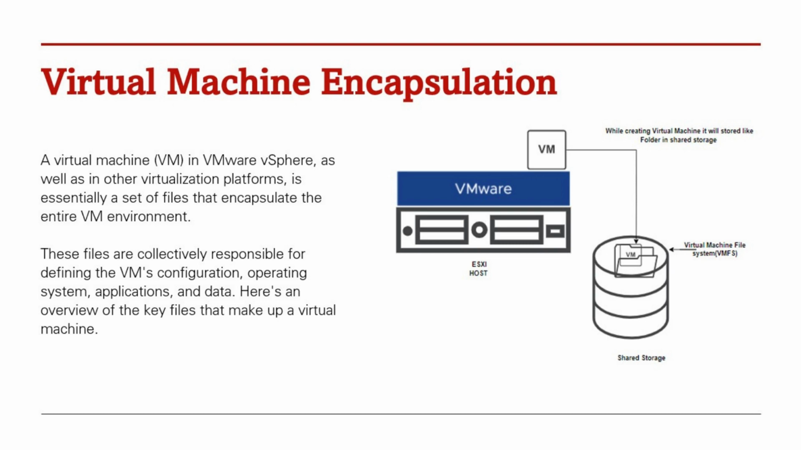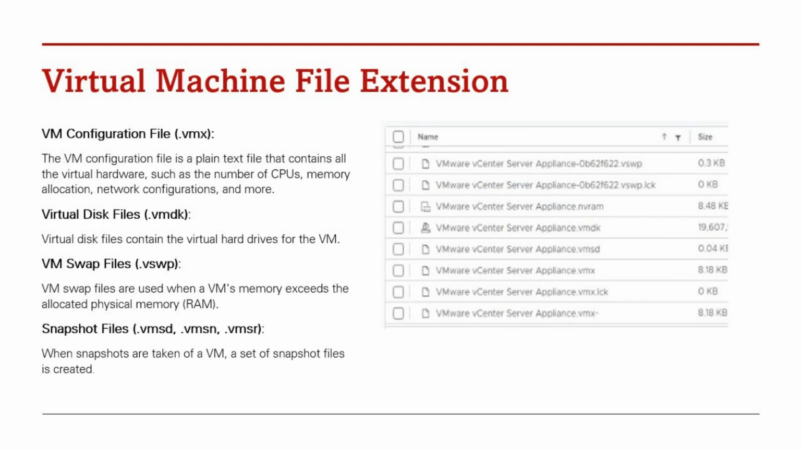Here's an overview of the key files that make up a virtual machine. Virtual machine file extension: VM configuration file, .vmx. The VM configuration file is a plain text file that contains all the virtual hardware settings, such as the number of CPUs, memory allocation, network configurations, and more. Virtual disk files, .vmdk. Virtual disk files contain the virtual hard drives for the VM.